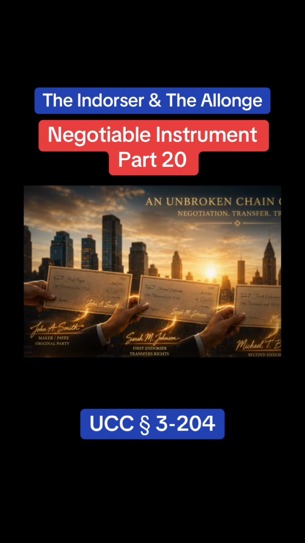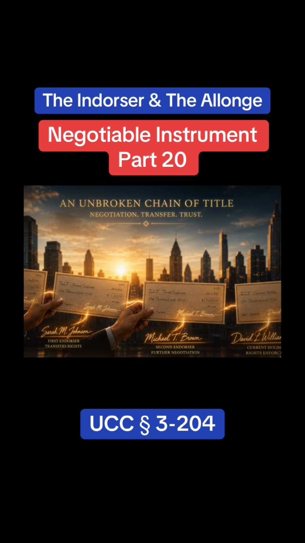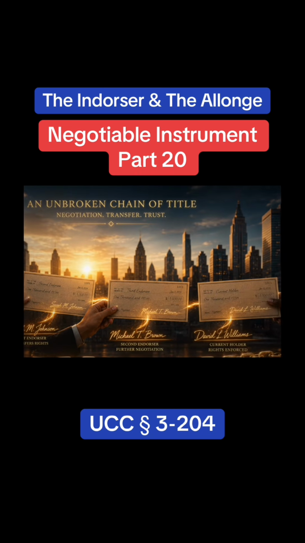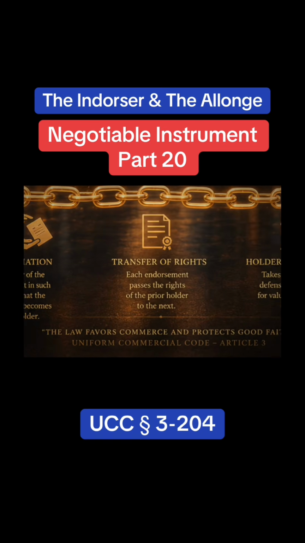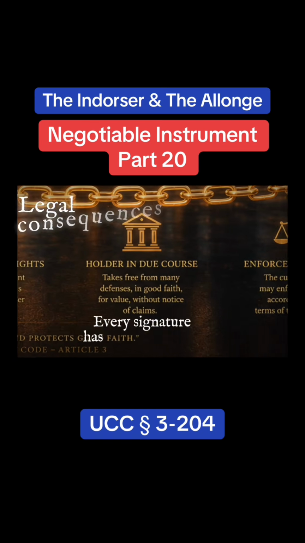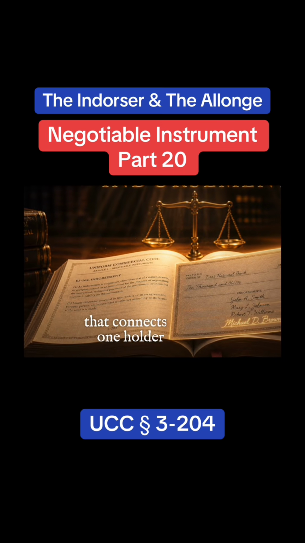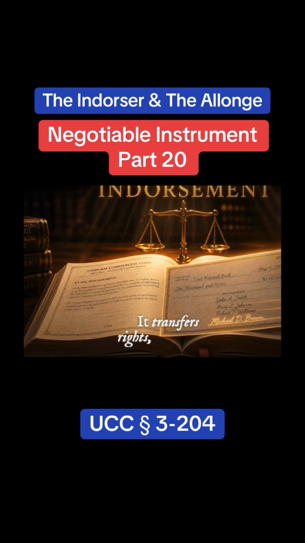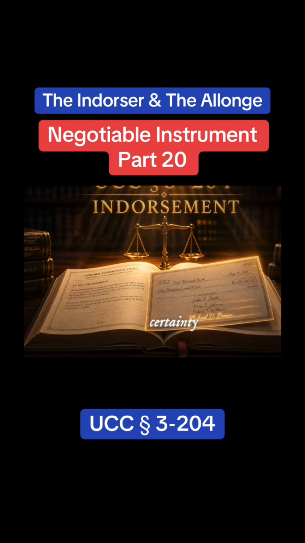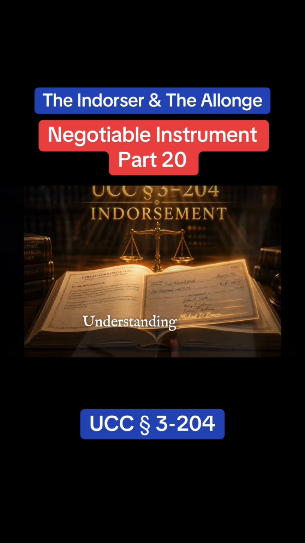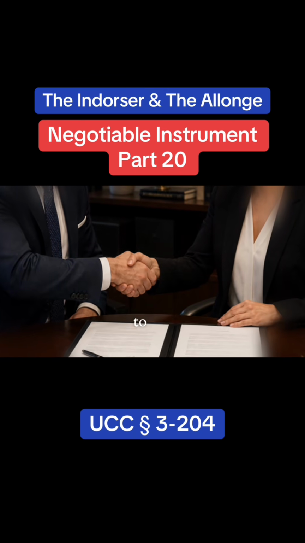An endorsement is far more than ink on paper. It determines who may enforce the instrument, who bears potential liability, who becomes the holder, and how commercial transactions continue securely through countless exchanges. Every signature has legal consequences. An endorsement is the legal bridge that connects one holder to the next. It transfers rights, it may create obligations, and it keeps negotiable instruments moving through commerce with certainty and reliability. Understanding the law behind the signature means understanding how trust is carried from one person to another.